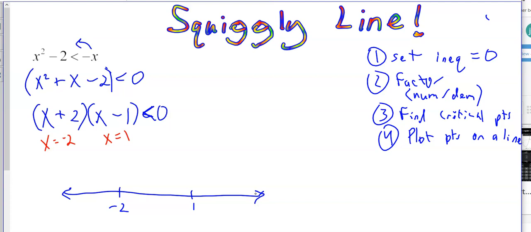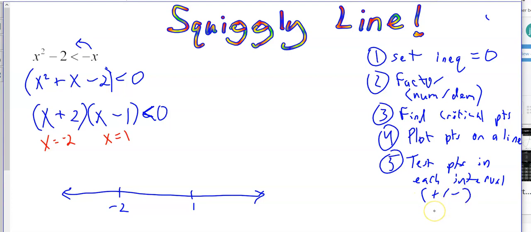So the next step, we basically have to test points in each interval, and just decide if it's positive or negative. Is it positive or negative? That's what we're testing for.